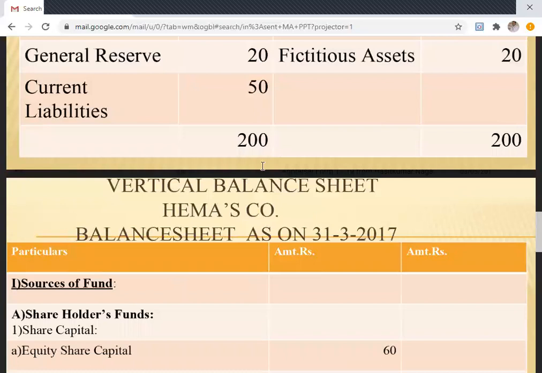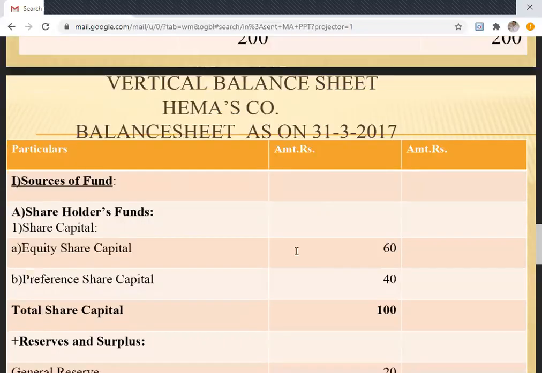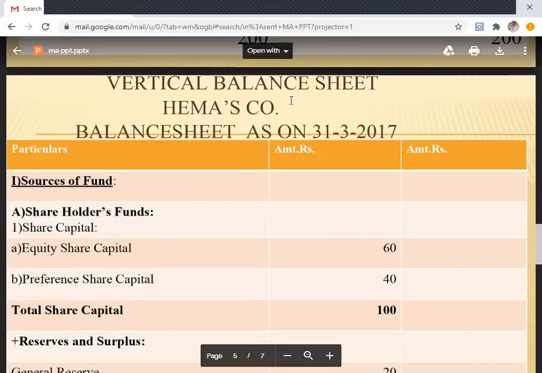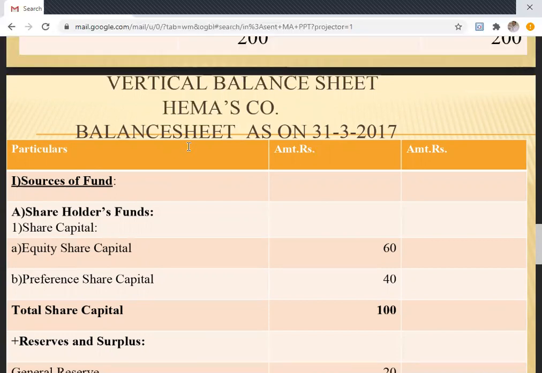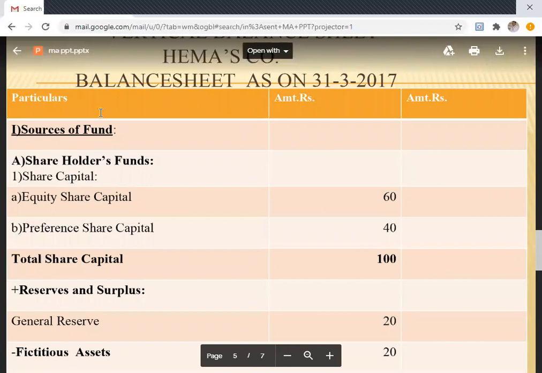Now we have to convert this horizontal balance sheet into vertical balance sheet. If you look at the next slide, vertical balance sheet, you have to write it on the top side. Then you have to write Hema's company, and below that, balance sheet as on 31/3/2017. In this, you have to prepare three different columns: first is particulars, second is amount rupees, and third is amount rupees.